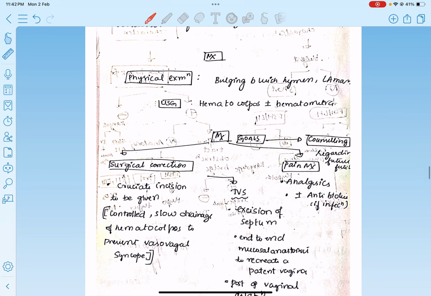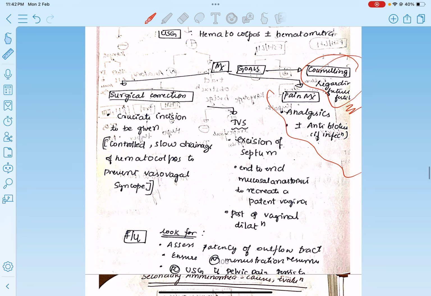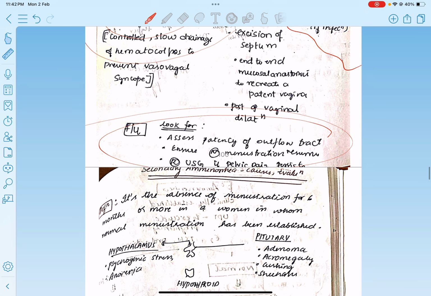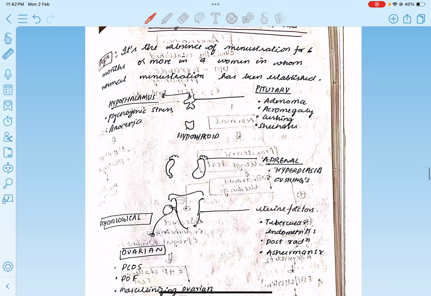Okay, so again, in the management, people forget about the counseling part, about future fertility. You need to discuss that. This is the pain management, and also the major thing is you go with cruciate anastomosis, and also the follow-up is important. Secondary amenorrhea is important. So again, make sure you draw this diagram. When you draw this diagram, I'm sure you can place the disease. One thing to always remember, fertility is related to endocrine.